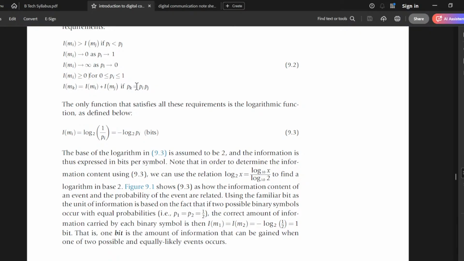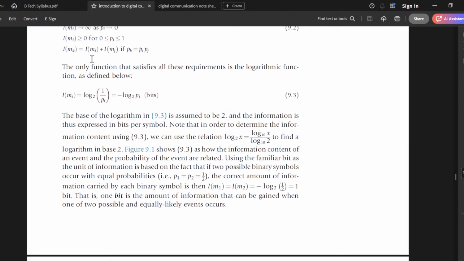Okay, the only function that satisfies all these requirements is the log function as defined below. So you can also say this is the general term. Information I equals log base 2 of 1 upon probability, which equals minus log base 2 of probability, in bits.